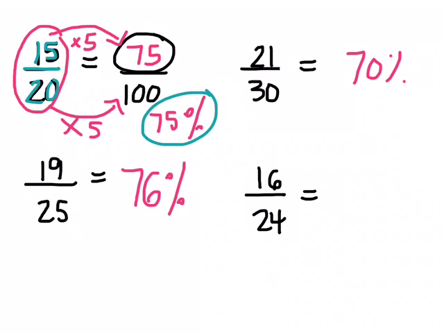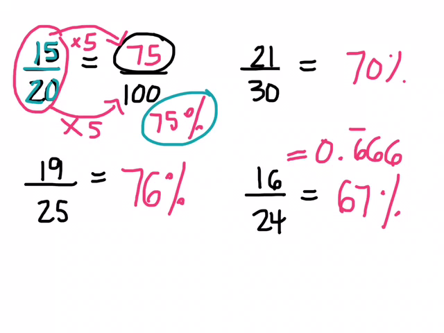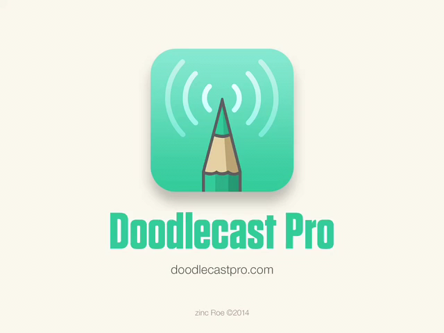Who got the answer to this one? You have to round it. What would you round it to? 67%. Excellent, because if you turn it into a decimal, it would be 0.66 repeating, right? 66666. We round it off to 67. You round up because it's a number that's greater than 5, so you round up. Okay?